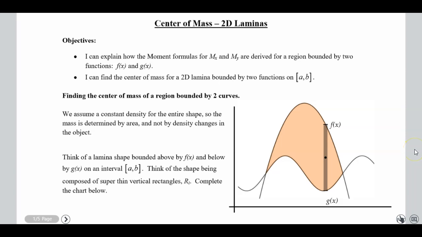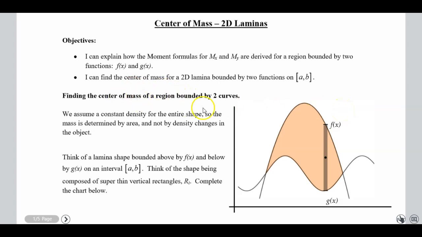Hey everyone, welcome to my video on the center of mass with 2D laminas. And just to reiterate what we saw in the last video, laminas are shapes that have constant density, like plastic or acrylic, where you're not going to get any piece that's heavier than any other piece in this entire shape. So we're just assuming constant density over this whole thing for these problems.